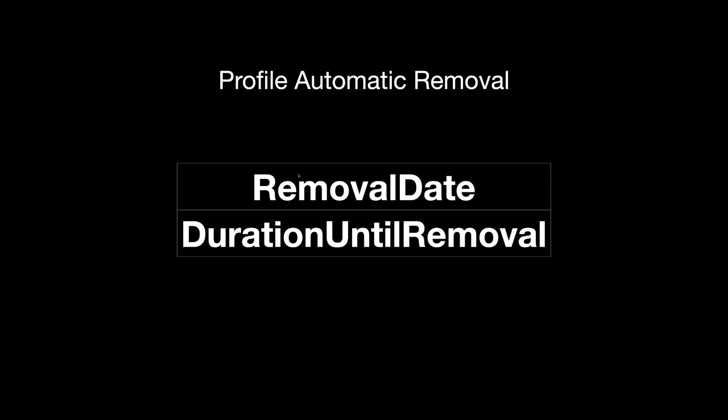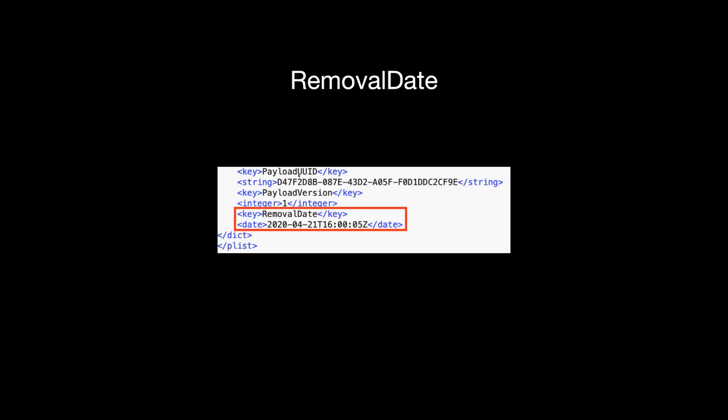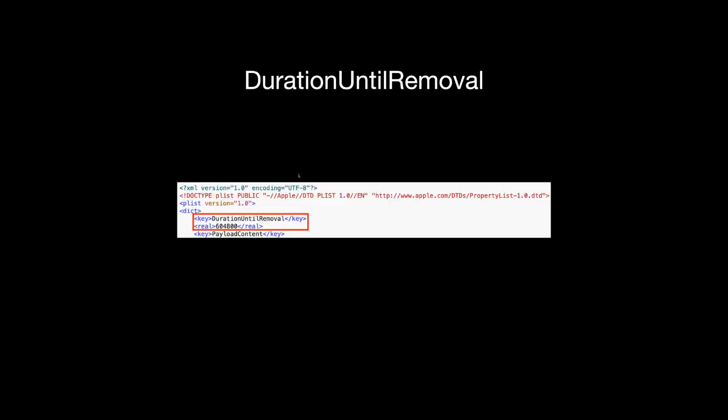And it's also possible to set a profile to be removed automatically after a specified amount of time using the RemovalDate and DurationUntilRemoval payloads. So for RemovalDate, you specify a date and time that the profile should remove itself. So in this case, the profile is set to be removed on April 21st at noon, US Eastern Time. For DurationUntilRemoval, you specify a number of seconds until the profile should remove itself. So in this case, the profile is set to remove itself after a week.